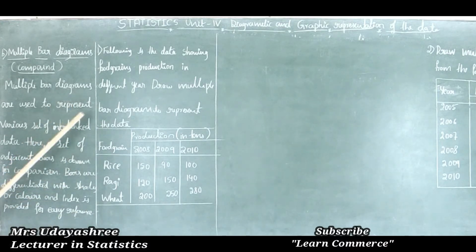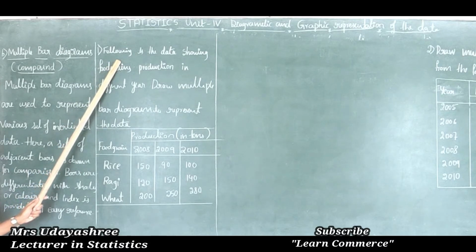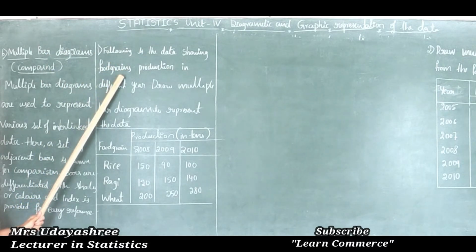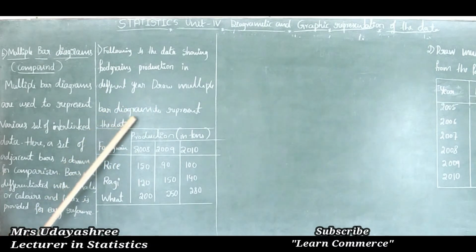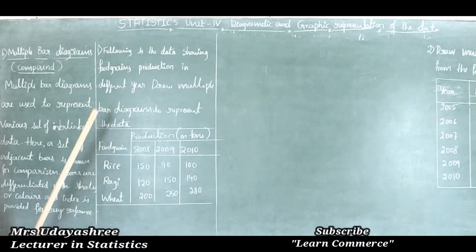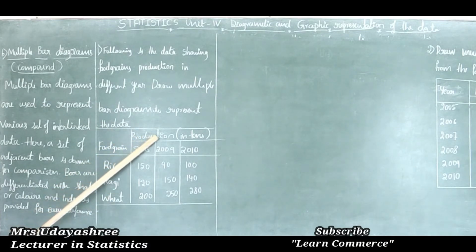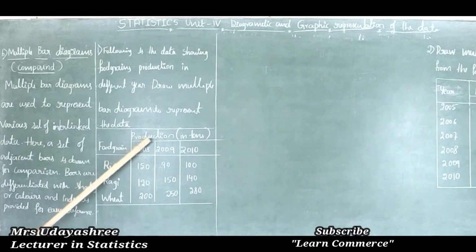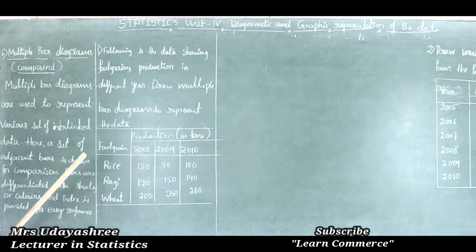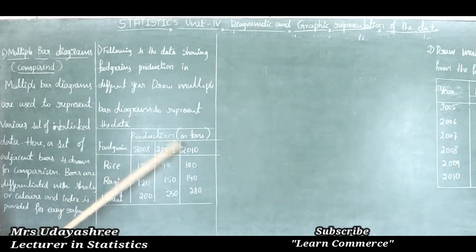Here one problem is given. The given problem is: following is the data showing food grains production in different years. Draw multiple bar diagrams to represent the data. So the given information is food grains and production years. Food grain production in 3 different years. Here the food grains are rice, ragi, wheat and the production years are 2008, 2009 and 2010.